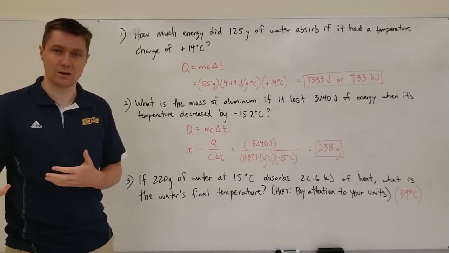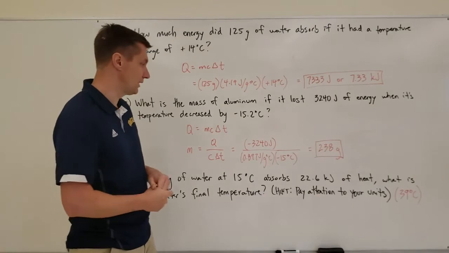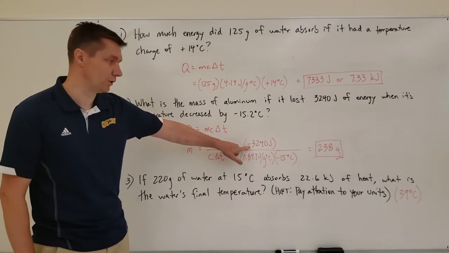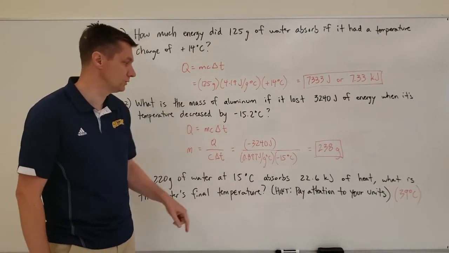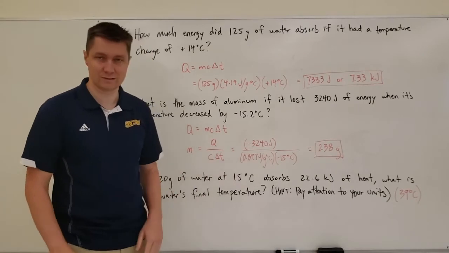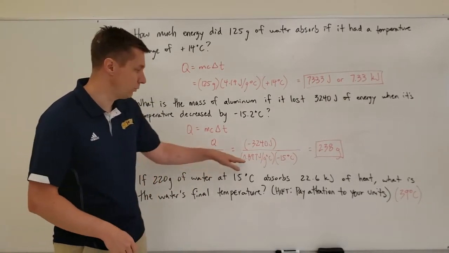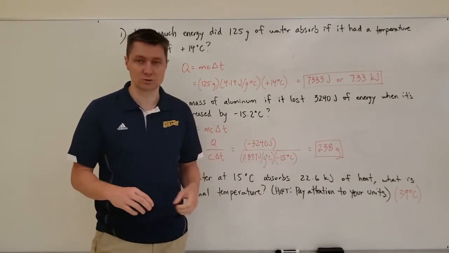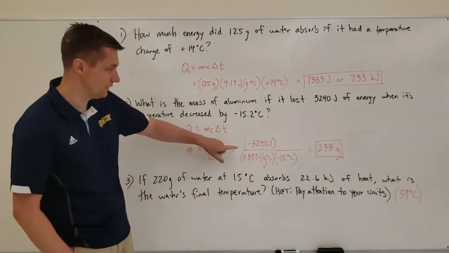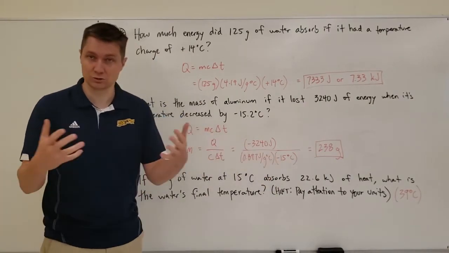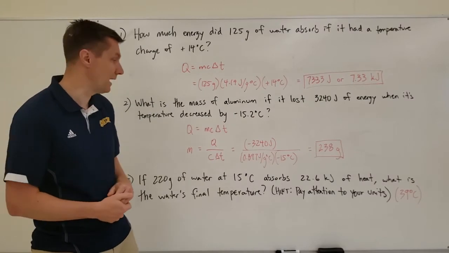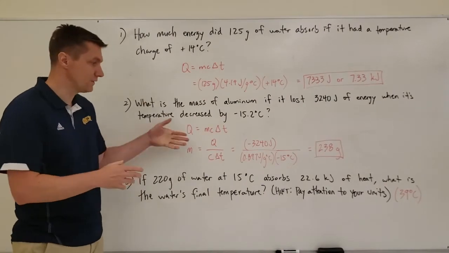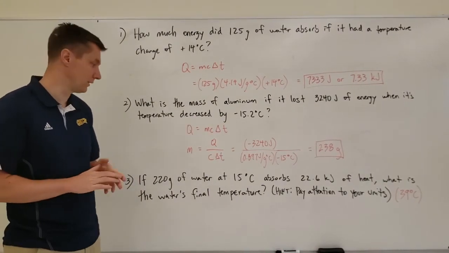And so if we've lost energy, again, this indicates that we should have some kind of negative number here for the amount of joules or the heat that's involved. So negative 3,240 joules divided by, again, the specific heat capacity of aluminum. That's found in your data booklet, 0.897 joules per gram degree Celsius. And then the temperature change, which is negative 15.2 degrees Celsius. Now you can see here, we've got a negative divided by a negative, which should give me a positive value when I'm looking at my mass. And it in fact does. My mass punches out as 238 grams. So you can test this in your calculator, make sure that I've done the math correctly.